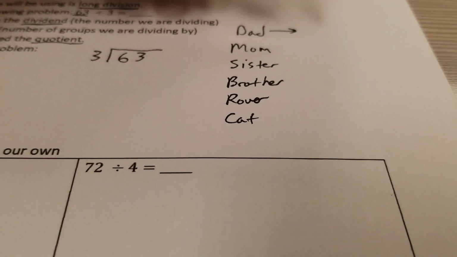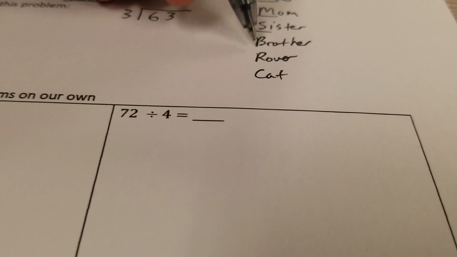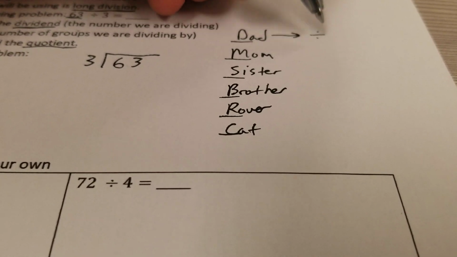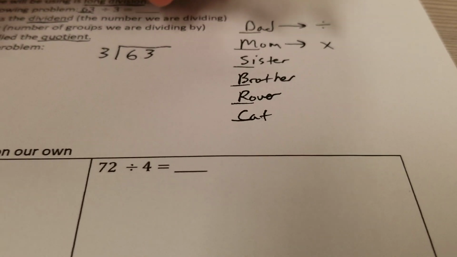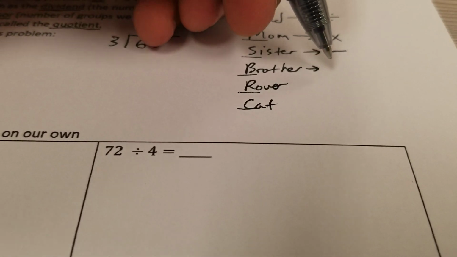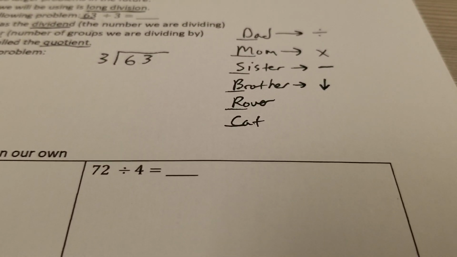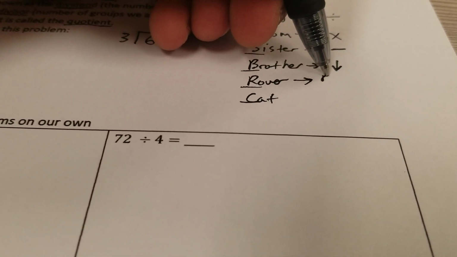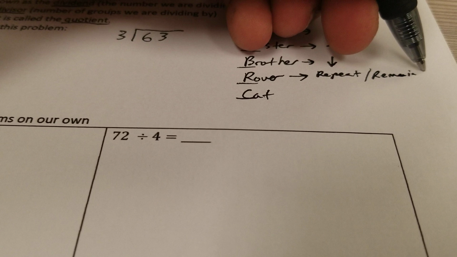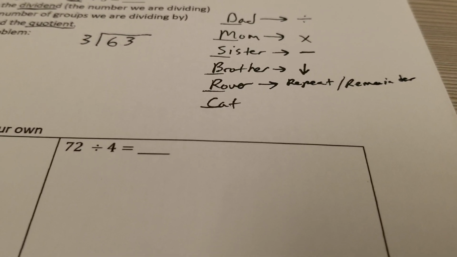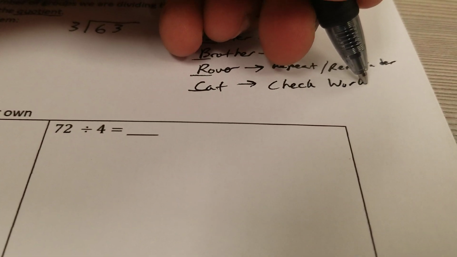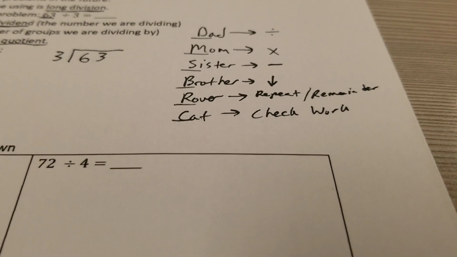So, dad, if you noticed, the capital letter in each of them stands for a step in division. Dad is divide. Mom stands for multiply. Sister stands for subtract. Brother actually stands for what's called bring down the next number. Rover is a 2-part person. It means either we repeat the division process, or Rover can be the remainder. And cat is our final part, which stands for check work. So those are our steps.